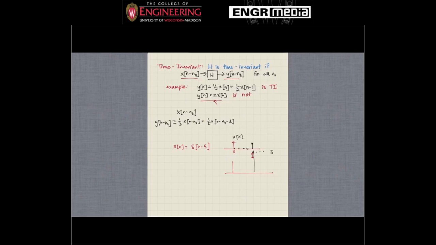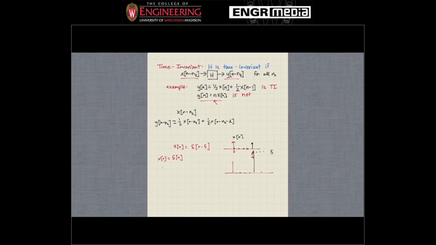So how do we see that this is not time invariant? Well, if we put in the signal just delta of n, what would the output be? You can check that if x of n equals delta of n, then the output is just going to be 0, right?